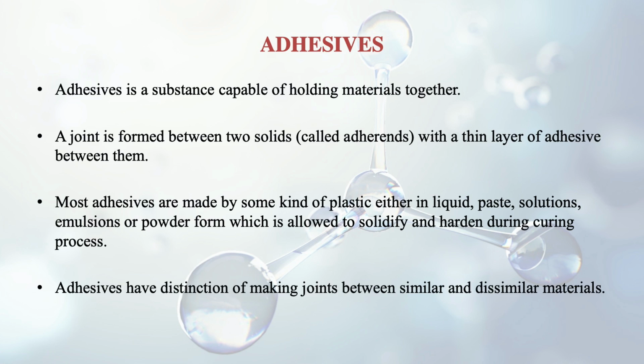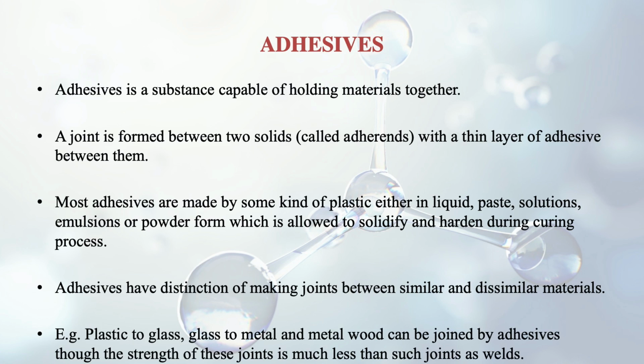Adhesives have the distinction of making joints between similar and dissimilar materials. This is a very good property, that even two dissimilar materials can be joined by adhesives. For example, we may have seen plastic to glass adhesive, glass to metal, and metal to wood. So all these are possible, but their strength is much less than that of welded joints and the like.